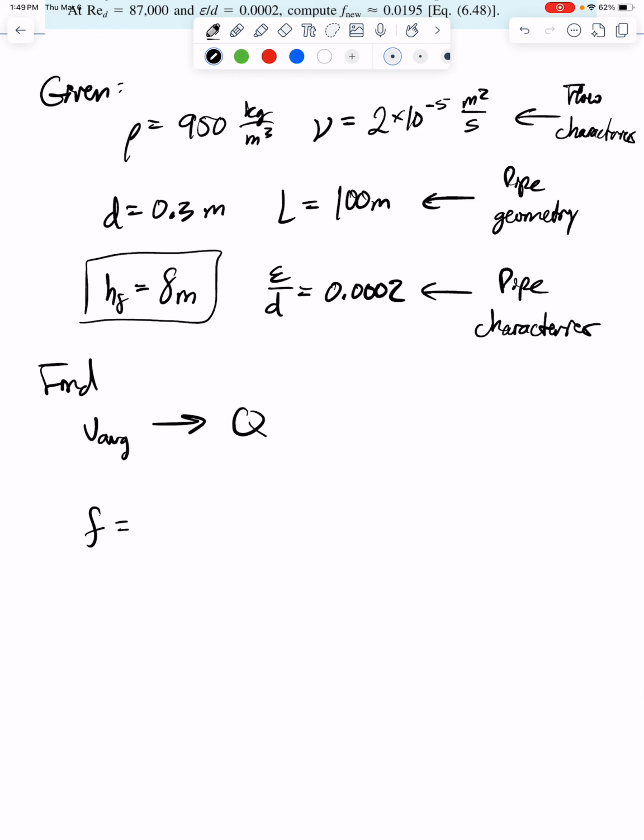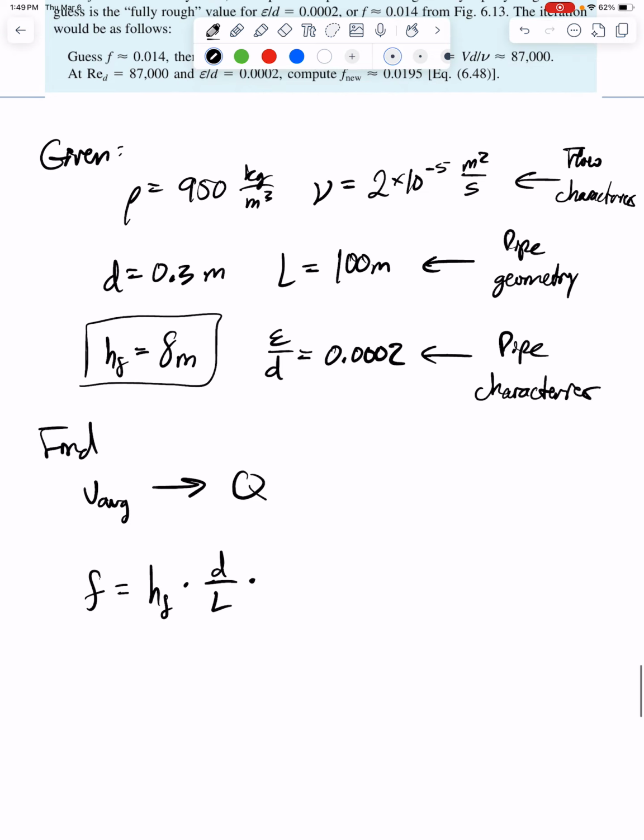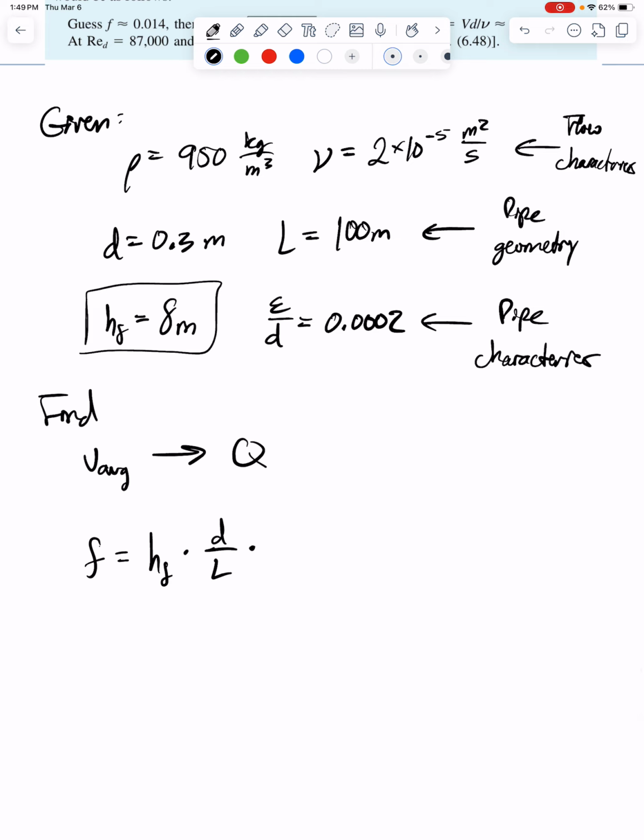F, which is, as I said earlier, the Darcy friction factor, is equal to head loss multiplied by pipe diameter divided by pipe length, times the inverse of the velocity head, so 2g over v squared. That's the function for F.